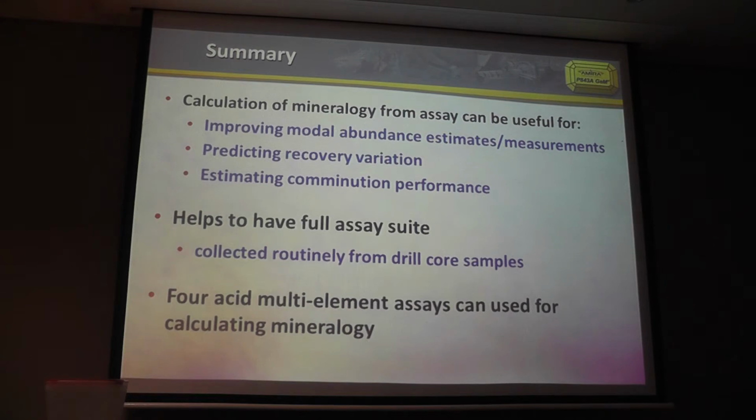Okay, so the idea is that we can calculate mineralogy from assay. It'll improve our estimates of the mineralogy. Often the mineralogy itself helps predict recovery variations, possibly because of problem areas like clays. There's a lot of minerals that potentially will influence, or that the metallurgists would want to know about if they were changing in their feed. And especially for harder rocks, we can expect that the comminution performance, the throughput, is likely to be a function of mineralogy.